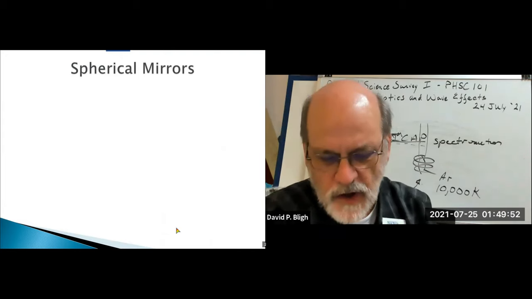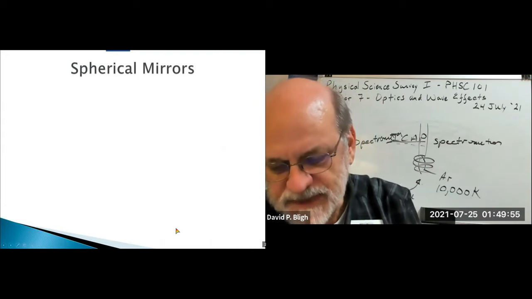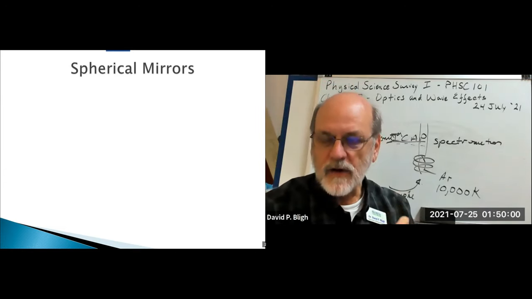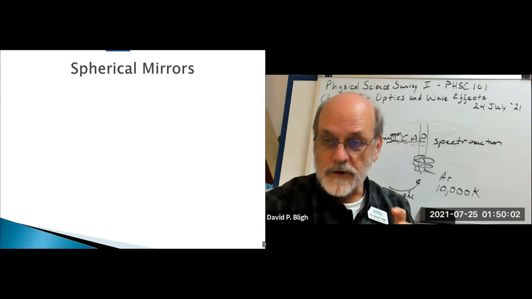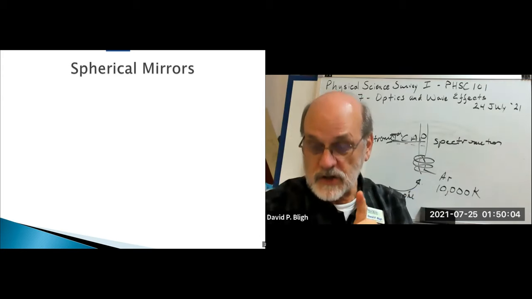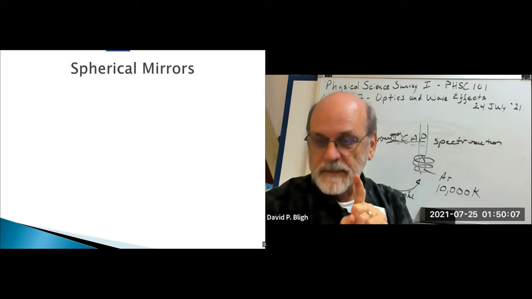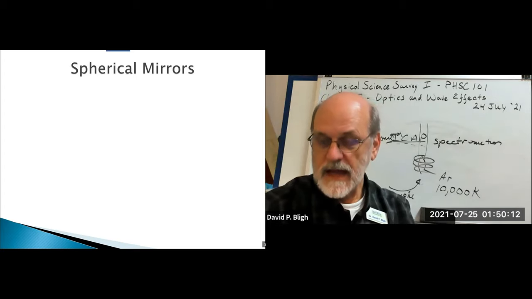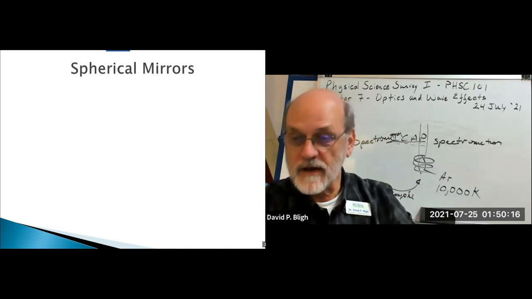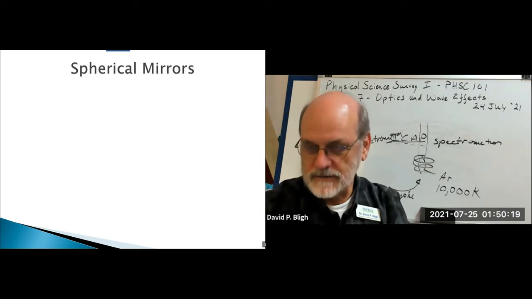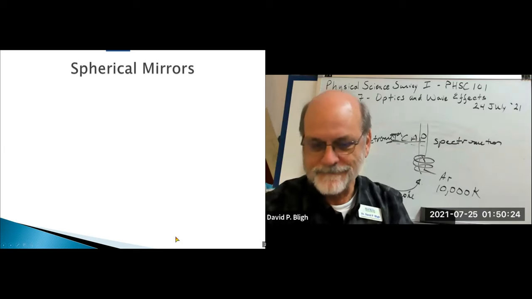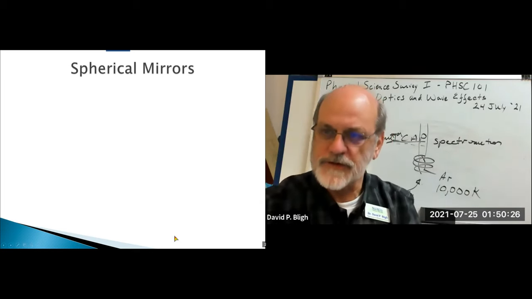Okay, now we're going to talk about optics. In other words, how can we use, first of all, the law of reflection to focus light and create images by reflection? And after that, we'll follow that up with refraction. And how do we use lenses to produce images? All right. So we're going to start off with spherical mirrors.